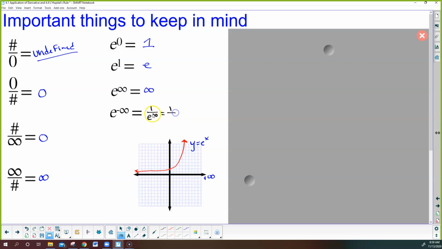But wait a minute, don't we know that 1 over e to the infinity, isn't that infinity? We just saw that right up here. So now 1 over infinity, well, what is that? Well, let's check here. 1 divided by infinity is equal to 0. And our graph supports that as well. As I go to the far, far left here, as I go to negative infinity, this function is getting closer and closer to 0.